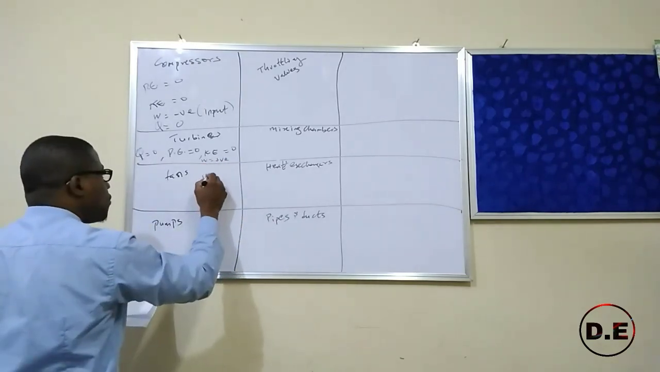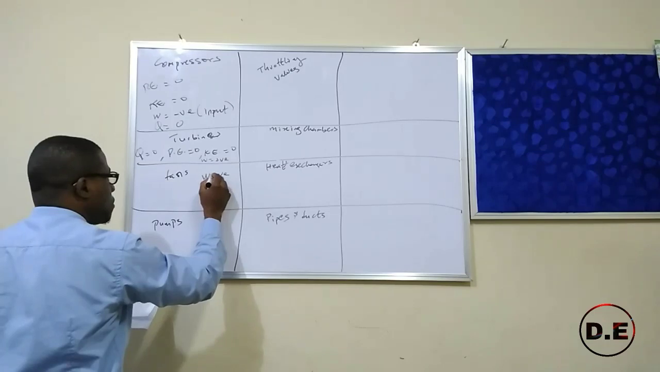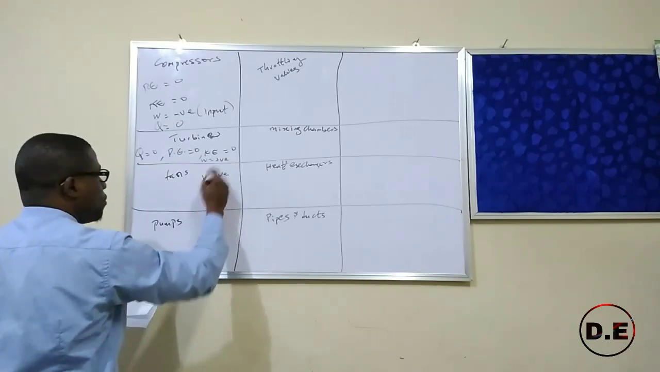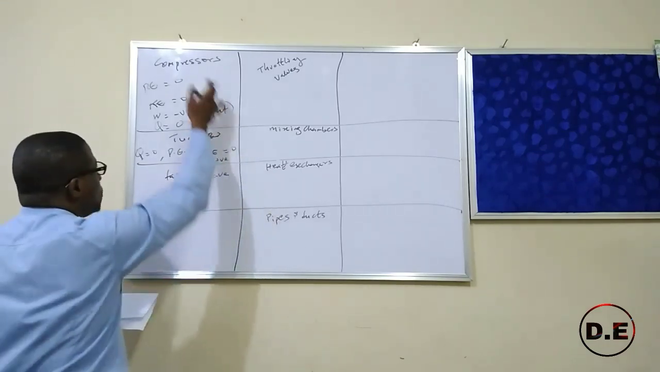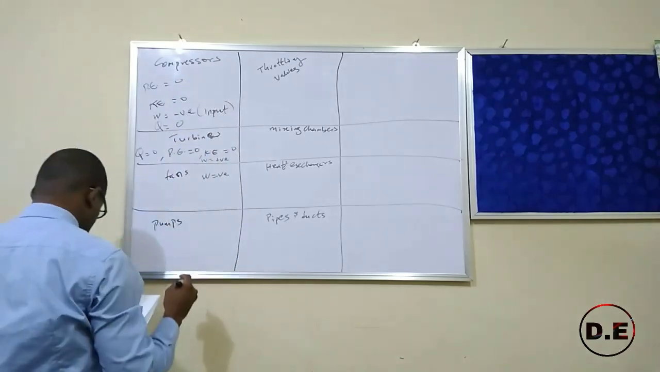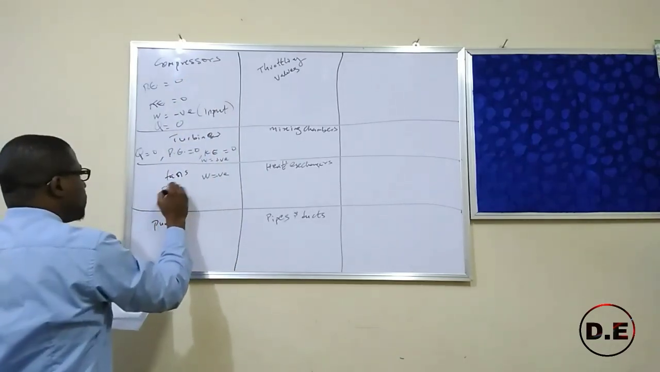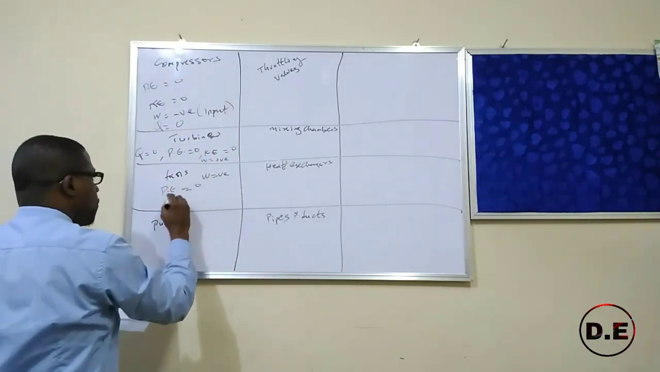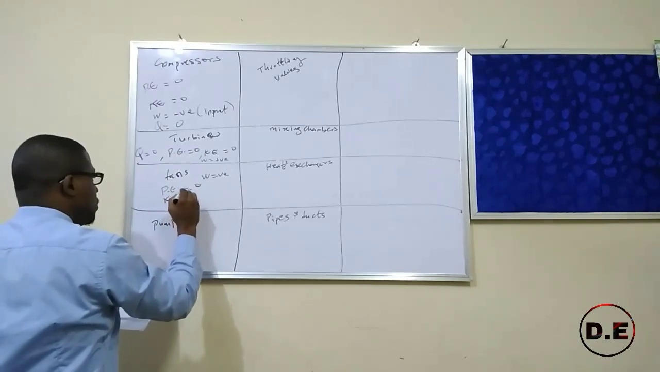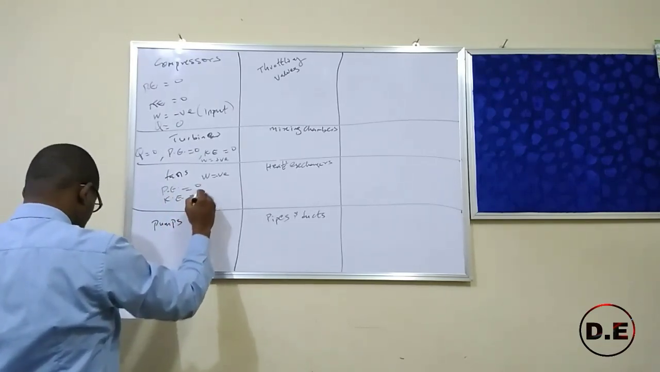Then also for fans, we have a negative work, which is a work input, while a turbine is work output, pump also a work input. And we have also potential energy to be 0 for fans, the kinetic energy to be 0 for fans.